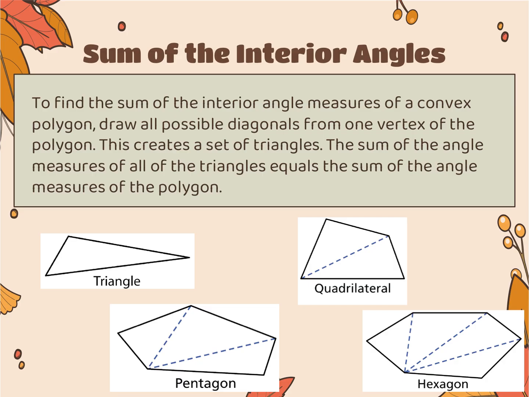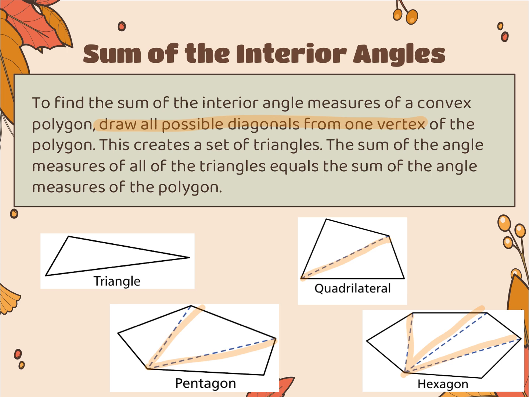All right, sum of interior angles. To find the sum of the interior angle measures of a convex polygon, draw all possible diagonals from one vertex of the polygon. Some of you may already know the formula for this. However, if you don't remember the formula, this is the thought process behind it. Drawing all possible diagonals. These right here, those little dotted lines, are my diagonals. We covered that in the first slide.